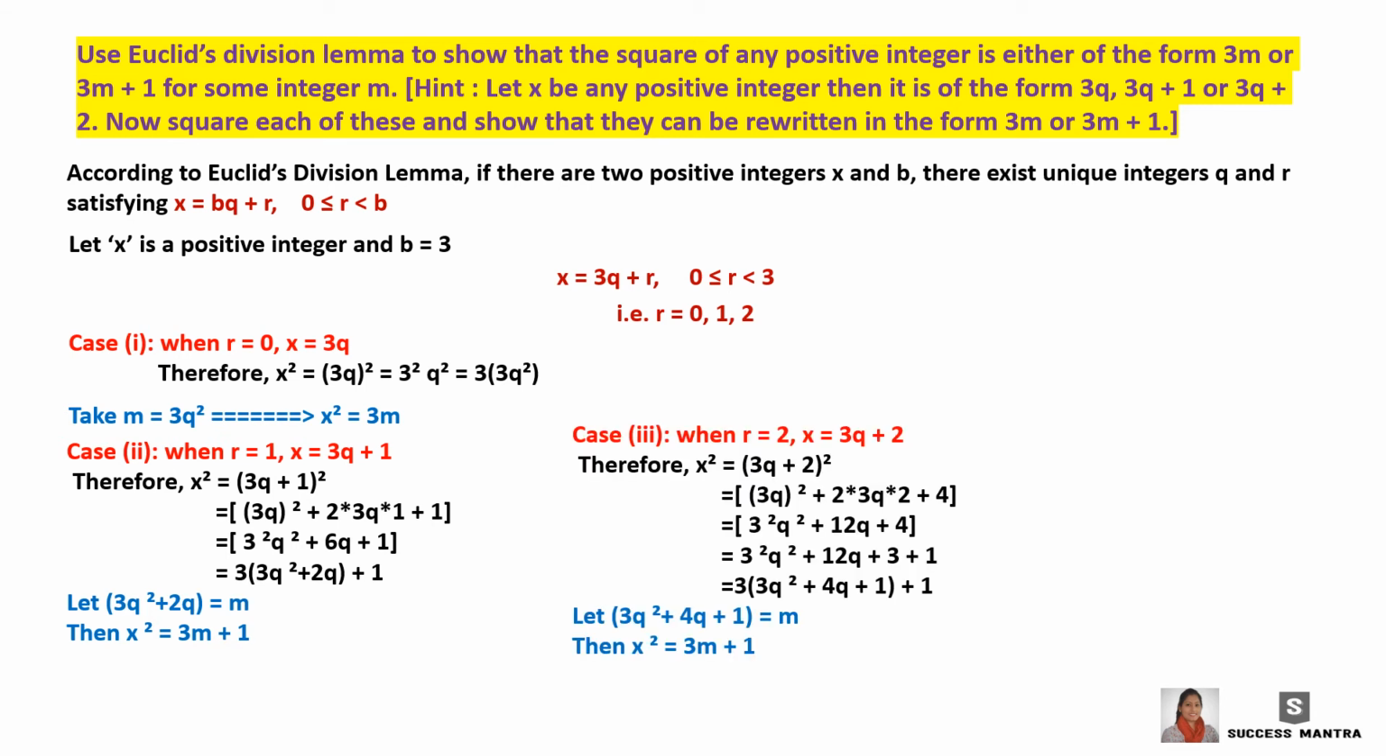Now case 3. Our case 3 is that when r is equal to 2, x is equal to 3q plus 2. We assume x square is equal to 3q plus 2 the whole square. Then same like a square plus 2ab plus b square, we expand it, and from this equation we can write 4 as 3 plus 1, and if we take 3 as a common from the first 3 terms, we get 3 into 3q square plus 4q plus 1 plus 1. This part is an integer, so we substitute m for this part, and finally we get x square is equal to 3m plus 1.